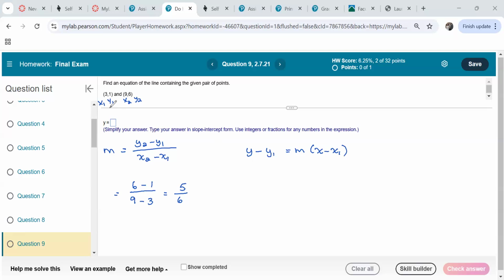Then over here, we already picked what our x1 and y1 are. We have y minus y1, which is 1. My slope is 5 over 6. Then we have x minus x1, which we said is 3. So y minus 1 equals 5/6 x minus 15/6, that is going to be minus 5 over 2. So we add the 1, and y will just be 5/6 x minus, we add 1 to minus 5 over 2, which is minus 3 over 2.